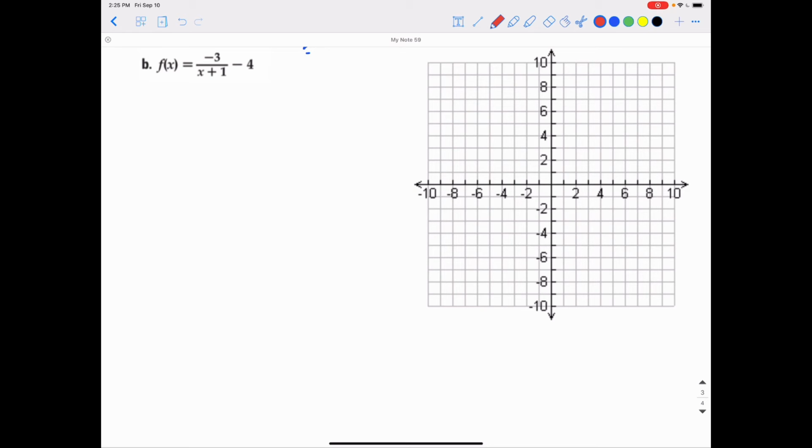So the vertical asymptote is going to be located where the denominator equals 0. So x equals 1 is going to be the, negative 1. Try that again. X equals negative 1 will be the vertical asymptote. And then we have a vertical shift of down 4 units for that minus 4 at the end there. So I will draw a horizontal asymptote through here at y equals negative 4. So there are my asymptotes. To get the rest of the graph, let's do a t-chart.